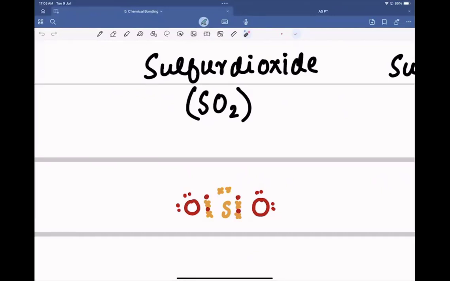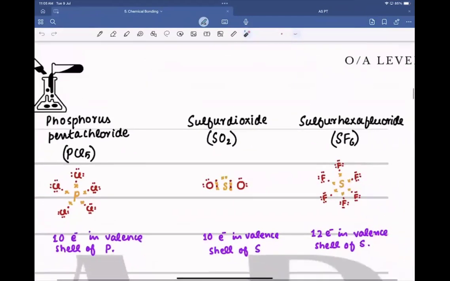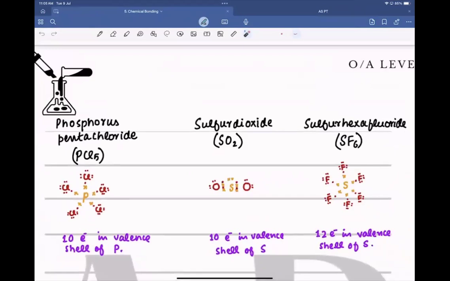Now what would be the shape? It's going to be bent. Very good. And the bond angle would be less than 120, so 118. Very good. So now you got the concept of how to apply this information to a molecule.